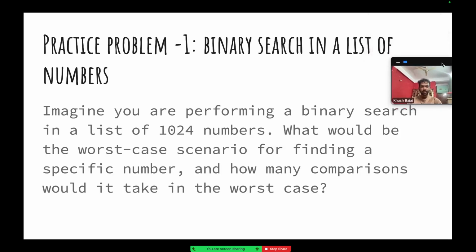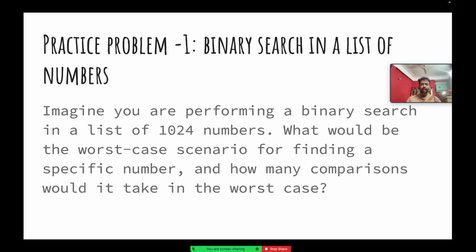Practice problem 1, we have a binary search. Imagine you're performing a binary search in a list of 1024 numbers. What would be the worst case scenario for finding a specific number, and how many comparisons would it take in that worst case scenario? So imagine you have an array of 1024 numbers. It could be any numbers, starting from anywhere, like maybe 50 onwards, or 1 to 1024. Now you need to find the worst case of finding a specific number. Imagine you need to find 97 in that. So what could be the worst case of finding that 97?